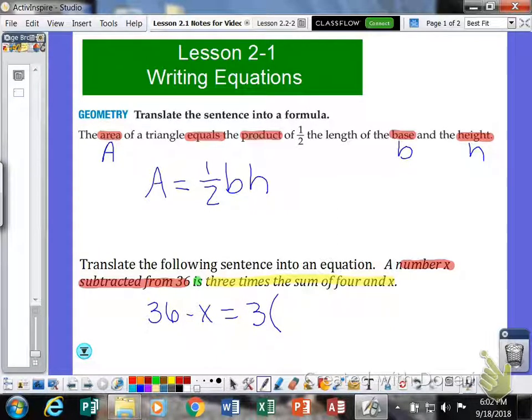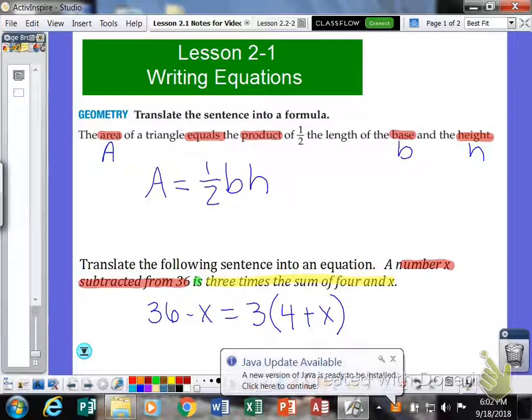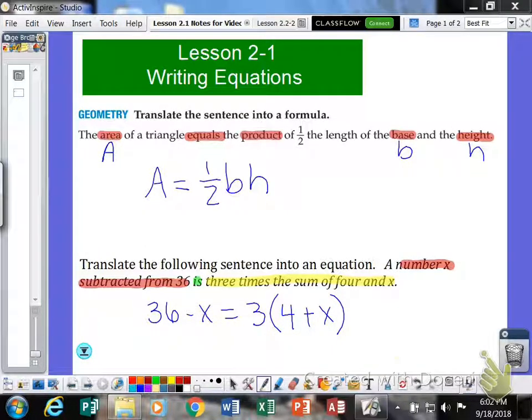So we put this in parentheses because we want the sum of 4 and x first. And then I want 3 times that sum. So that's going to have to go in parentheses first. So there's that equation. So all we're doing is looking for the keywords and then setting up the equation.